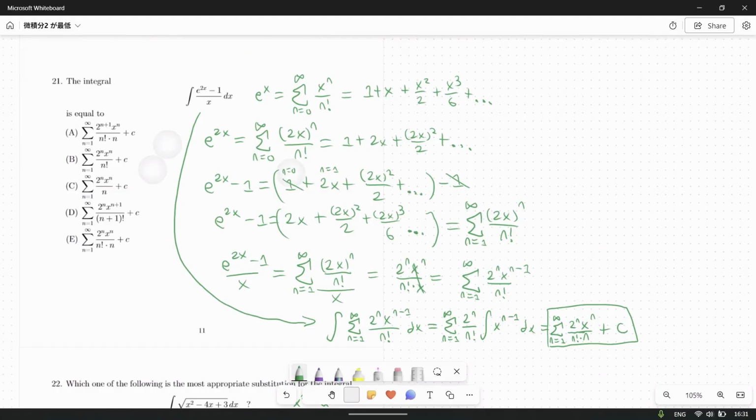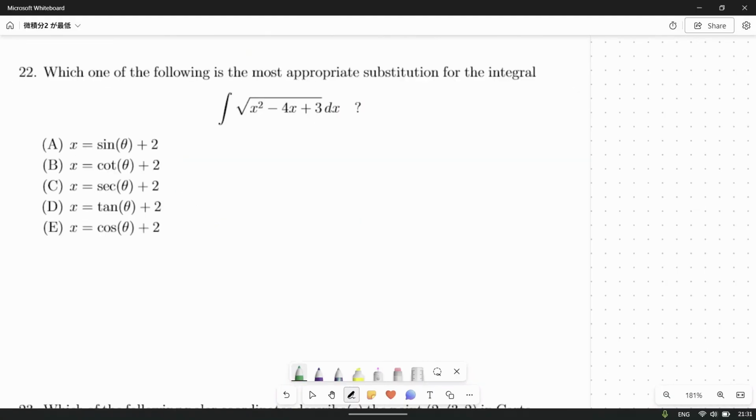and so that's going to be E. Right, so which one of the following is the most appropriate substitution for the integral given to us in this question? So while looking at the answer choices and the fact that we have an integral that looks like this, I know right away it's something related to a trig substitution, because you can see all the answer choices have some sort of trig function in them.